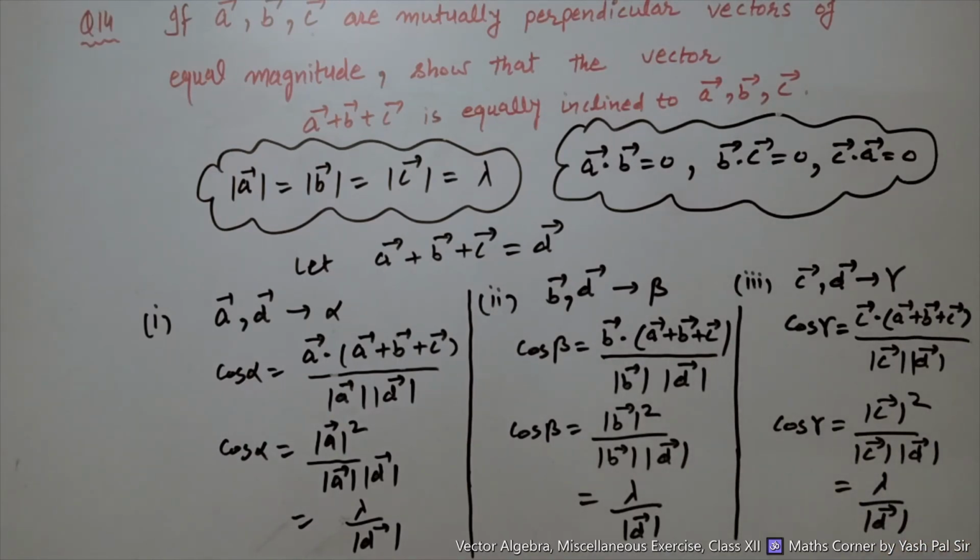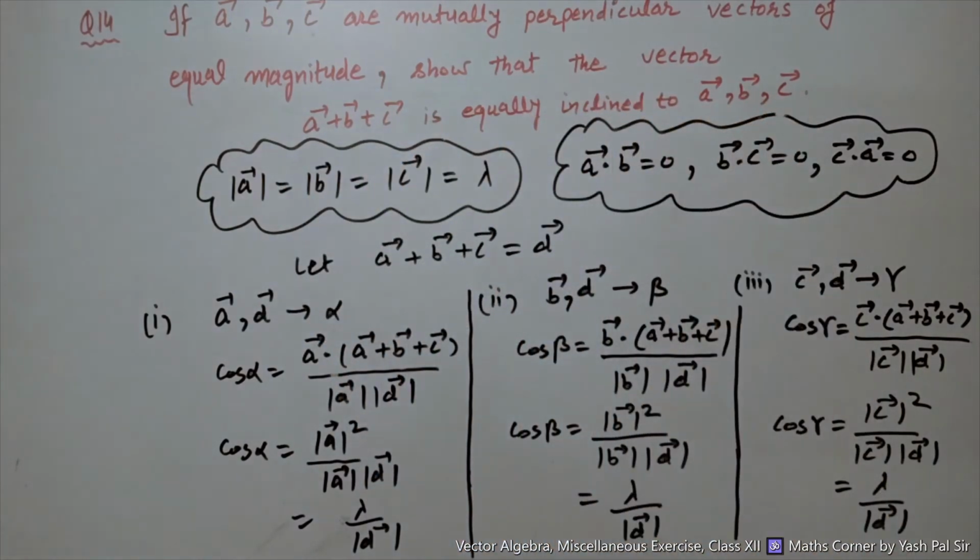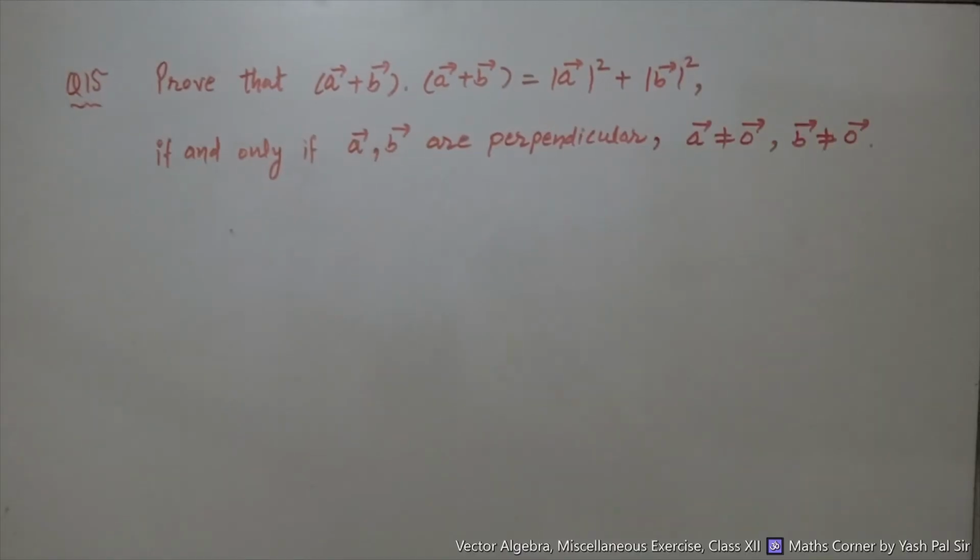So what is the conclusion? Cos alpha is the same, cos beta is the same, cos gamma is the same. This implies alpha, beta, gamma are equal. So D is equally inclined to vector A, vector B and vector C.